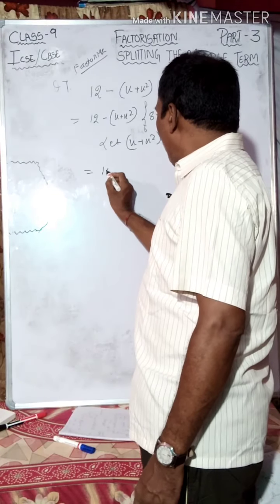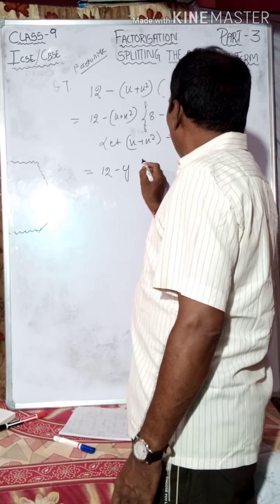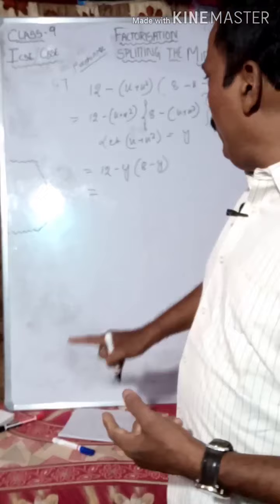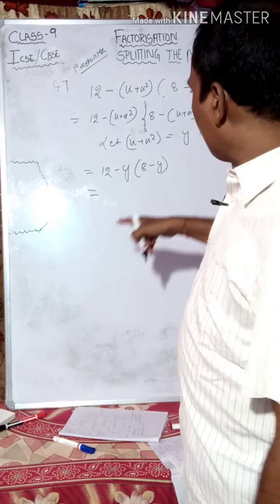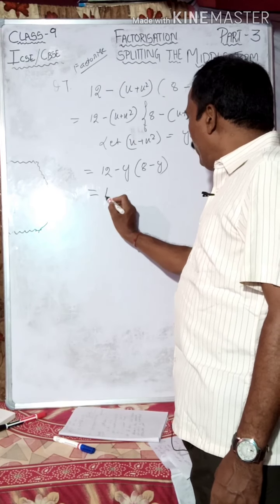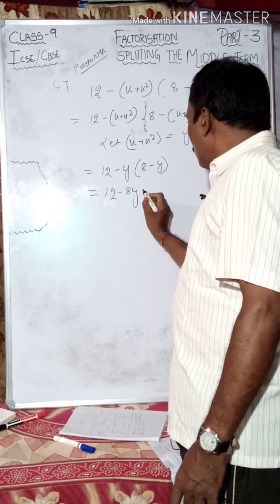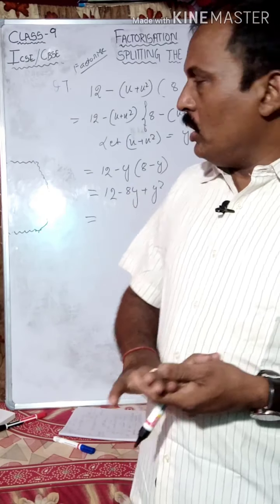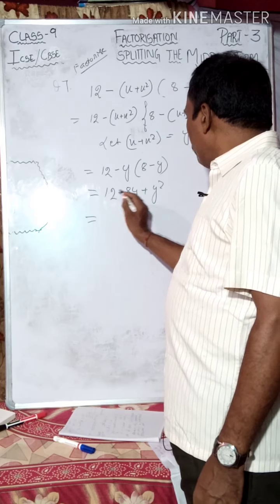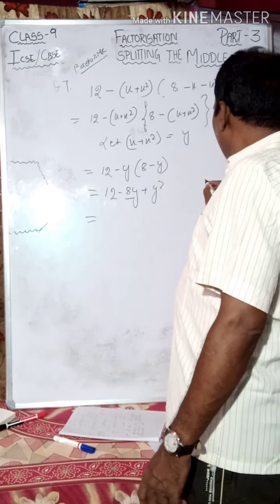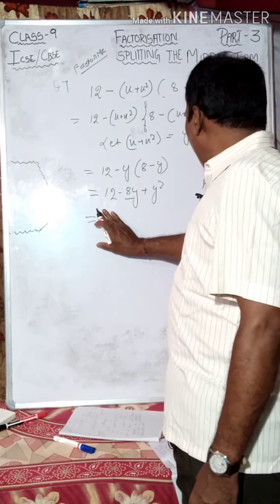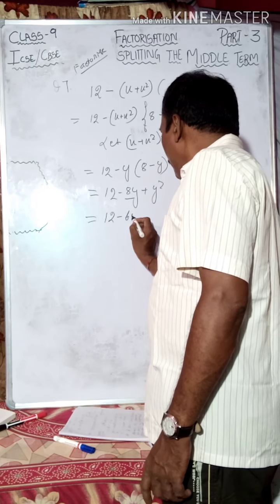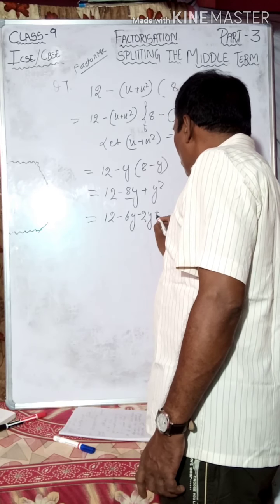So that is equal to 12 minus y whole into 8 minus y. Let us suppose x square plus x is equal to y. So 12 minus 8y minus 12y plus y square. Now it is a 3 terms expression. Now break the middle term. So the product will be plus 12 and sum minus 8. What are the numbers? 6 into 2. 12 minus 6y minus 2y plus y square.